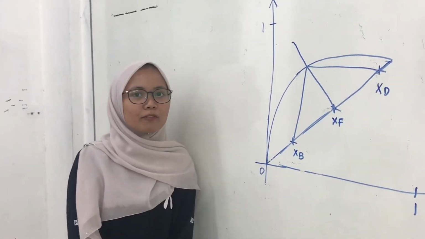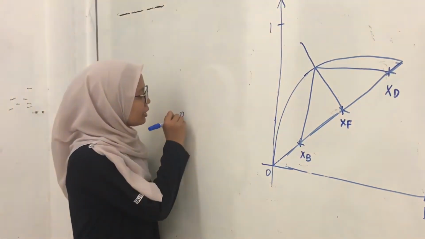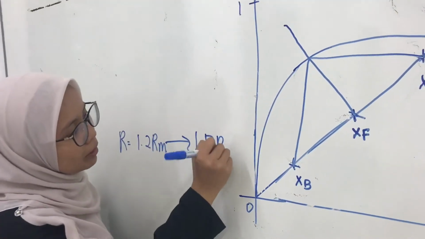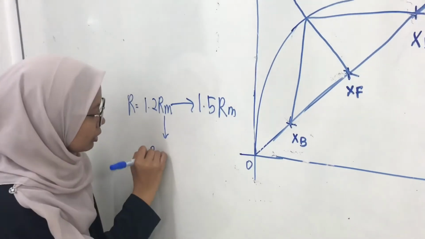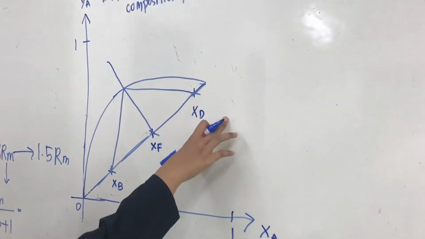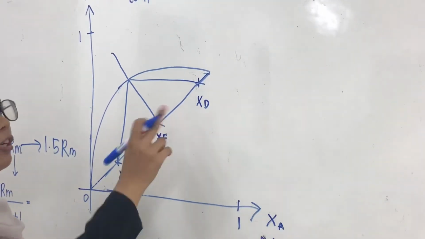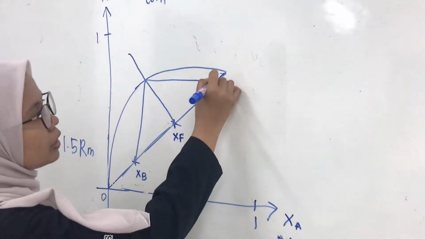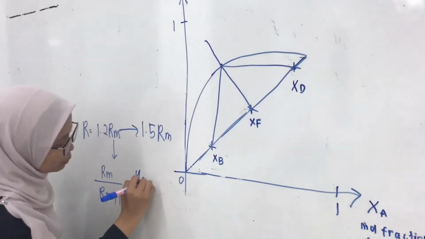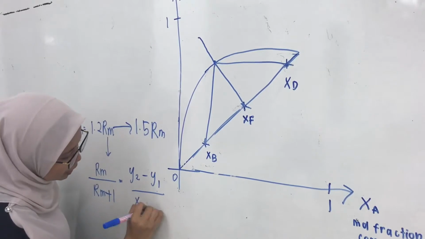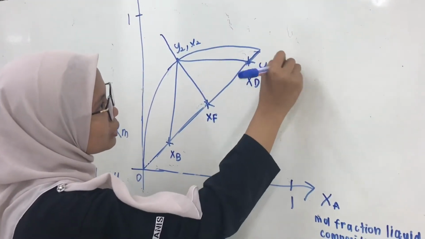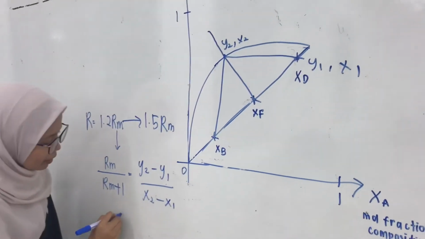For the optimum reflux ratio, basically the R we get from the slope of the minimum reflux ratio. So we take this point and this point to find the slope, and then we can get the Rm.